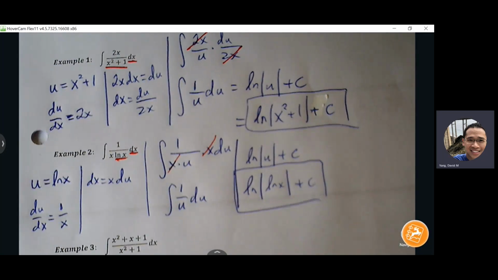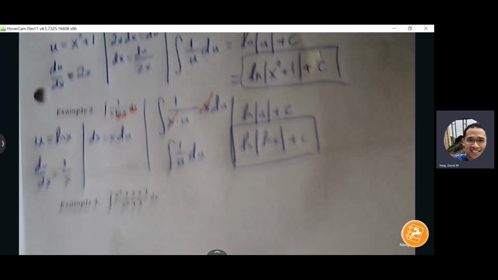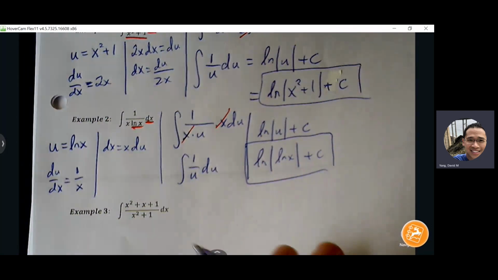Let me come back to example 3. Okay, this is a little bit more involved. I'll come back to this once we work on an easier problem. So let me skip this one for now.